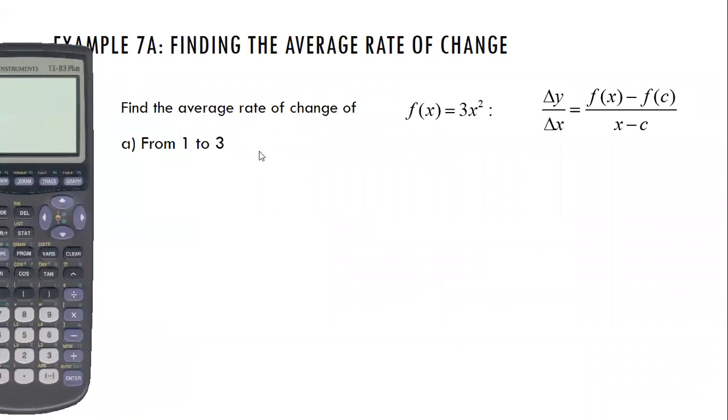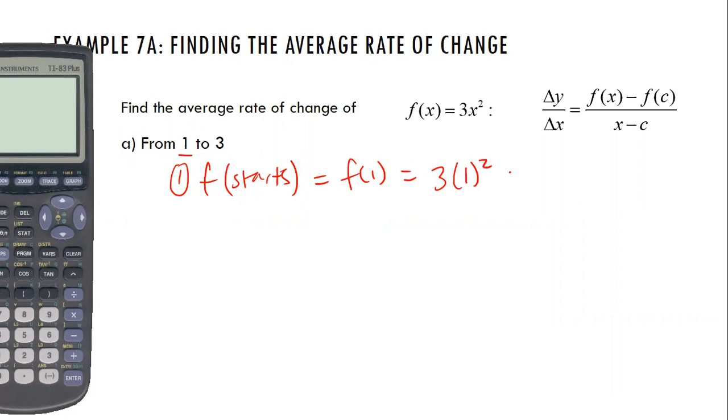For example, it says find the average rate of change of f of x equals 3x squared from 1 to 3. Do we see that? Okay, so to do this, step 1, you're going to find the f of where it starts. In this case, where does it start? So we're going to look for f of 1. F of 1 means wherever there's an x, I'm substituting in a 1. So we have 3 times 1 squared, which is just going to be what? 3. 1 squared is 1. 3 times 1 is 3.